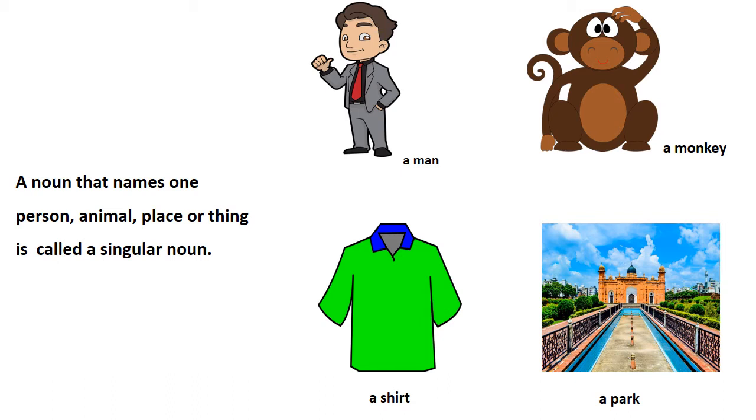As you can see in the picture, one man, a man, one monkey, a monkey, one shirt, a shirt, a park.